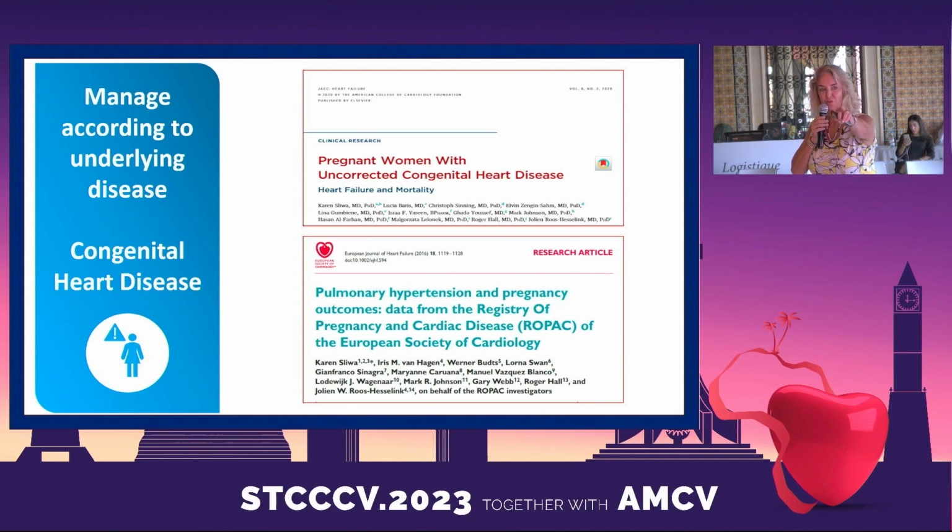Also part of the ROPAC registry, there is a dedicated paper on pulmonary hypertension and pregnancy outcome, covering the various forms of pulmonary hypertension going through pregnancy. Women who have pulmonary artery hypertension still had a mortality of 50%. So this is really a terrible prognosis, and the patient should not plan to be pregnant, or one should end the pregnancy.